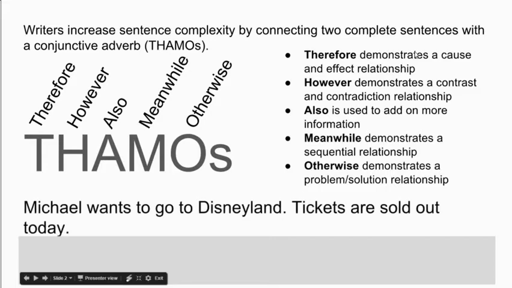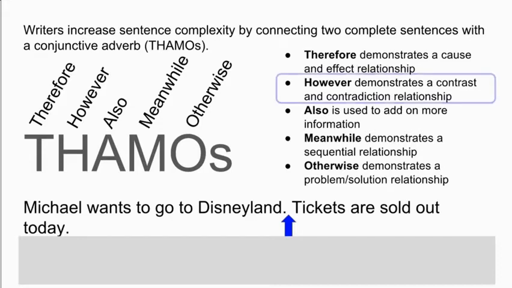So in this sentence, Michael wants to go to Disneyland. Tickets are sold out today. I have to think about including or deleting the period and replacing the period with a conjunctive adverb. I have to think about what kind of relationship exists here. One would expect when you go to Disneyland, there would be tickets available. However, the exact opposite happened. Tickets are sold out. So it's a contrast and contradiction relationship.